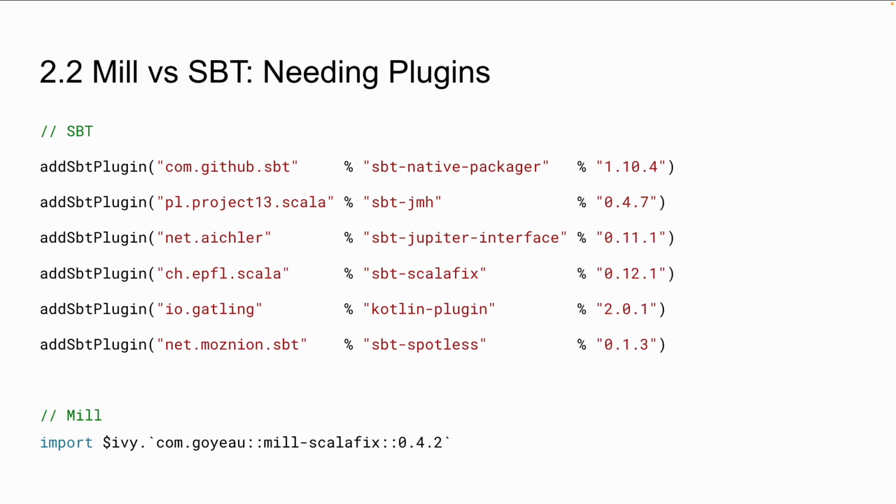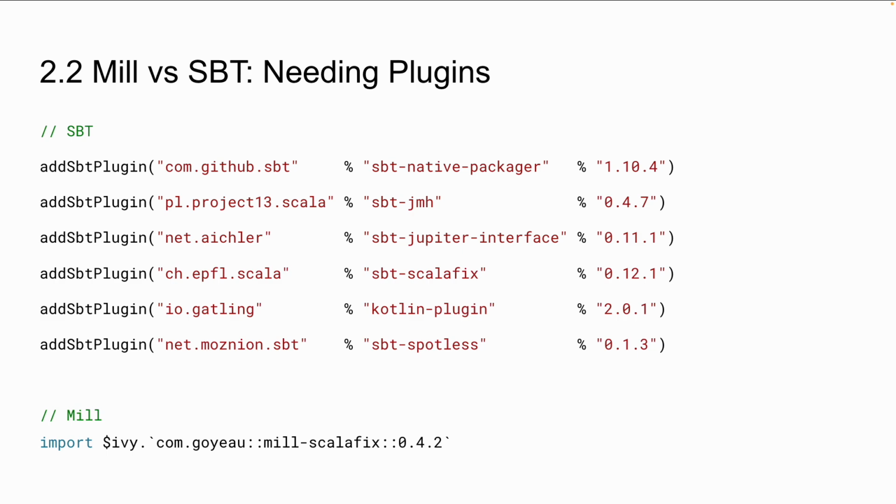So with Mill, Mill does still have plugins, and in this case, we still need a Scalafix plugin. That's the external plugin that someone wrote for Mill. But by and large, most of the things that you do with Mill are built in. So for example, creating assembly jars, which is what most people use native packager for. Mill has assemblies built in, and I just showed it to you earlier. You just run .assembly, you get an assembly, you can run it.